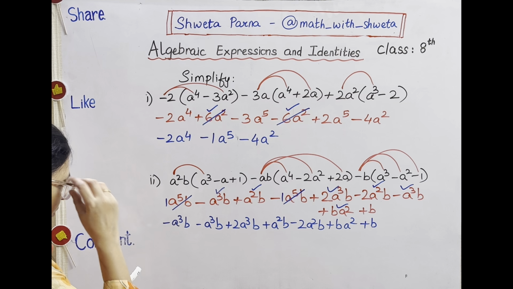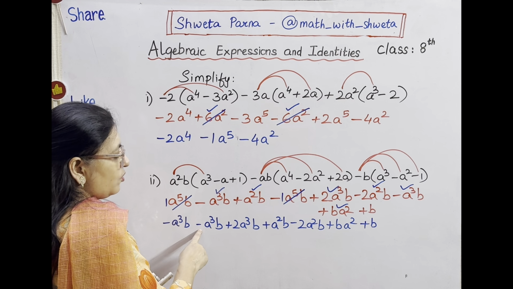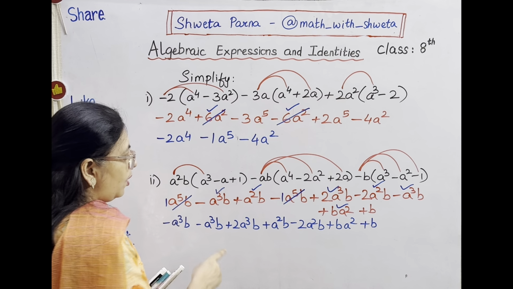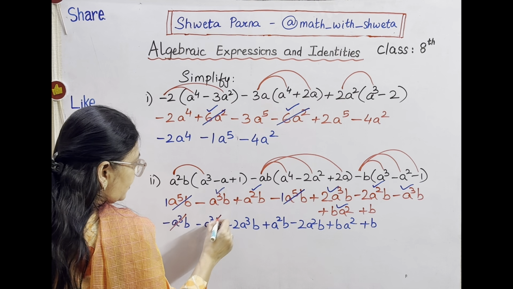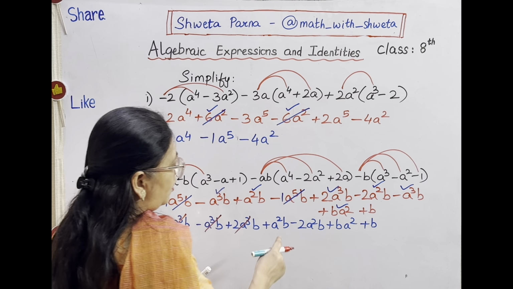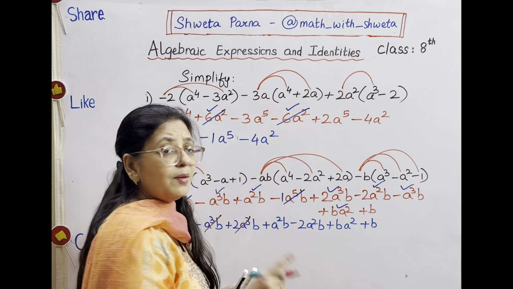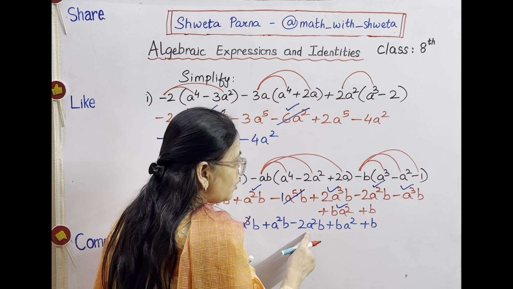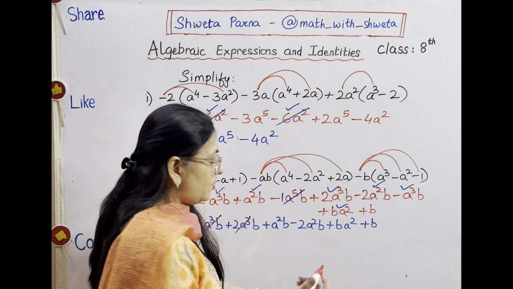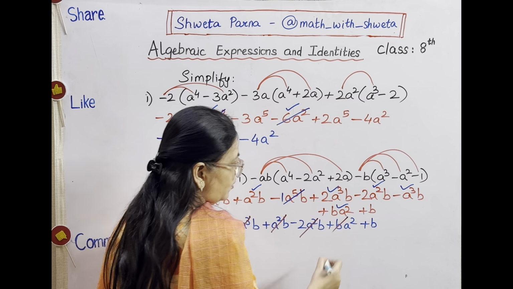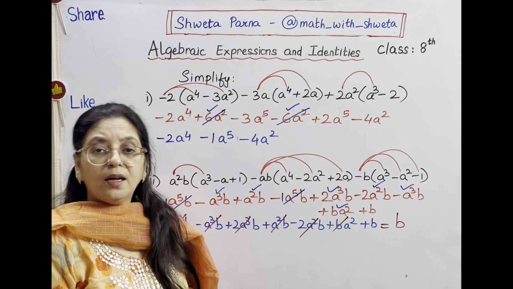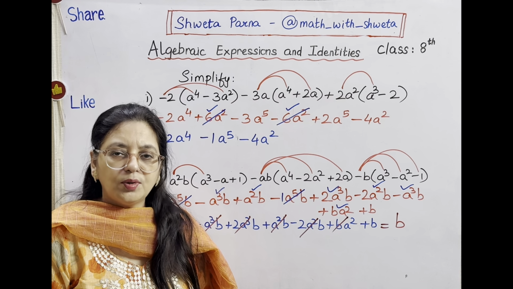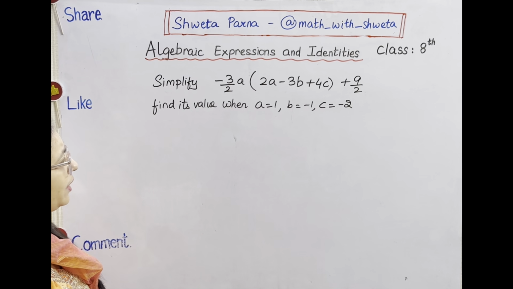Clear? Now minus 1 is minus 2. Minus 2 plus 2 is 0. So this gets cancelled. 1 minus 2 is minus 1. Minus 1 plus 1 is 0. So this gets cancelled. What is left? The answer is just b. I hope it's clear. Come on, let's go to the next one. Go to the next question, children.